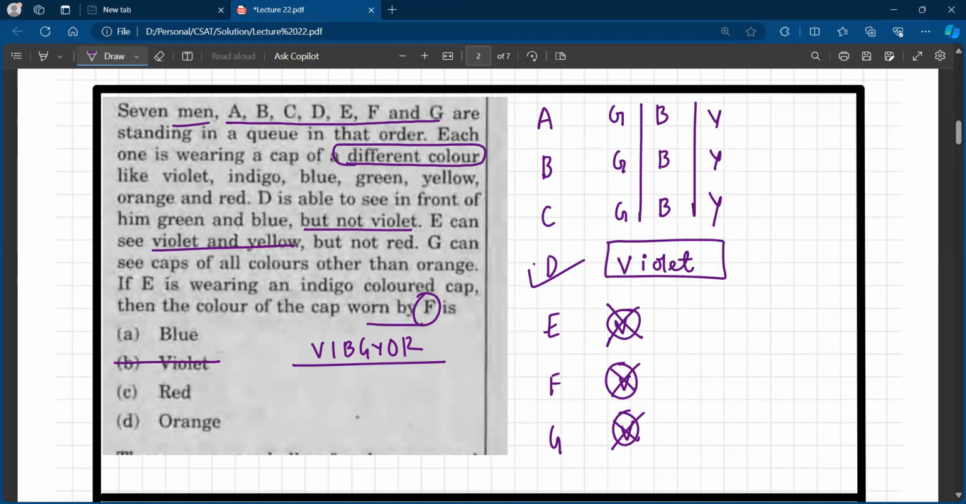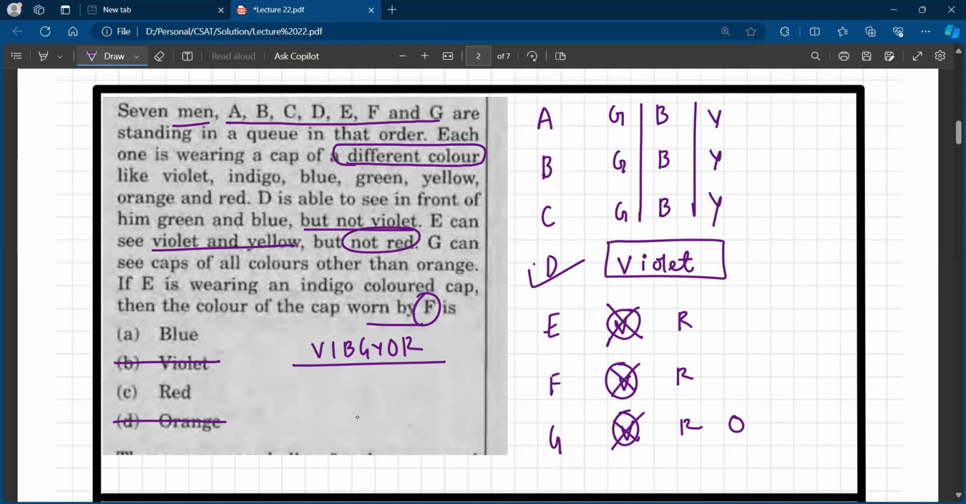E can see violet and yellow but not red. That means this has to be red. This 3 can be red. G can see all caps of all colors other than orange. So G can see all caps other than orange means this has to be orange. अगर G के पास orange है, so orange is eliminated.